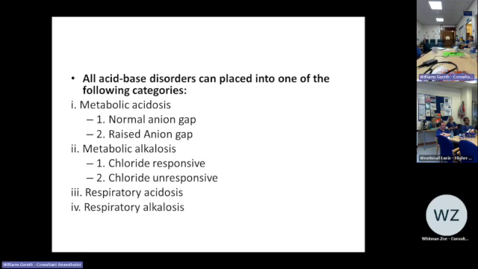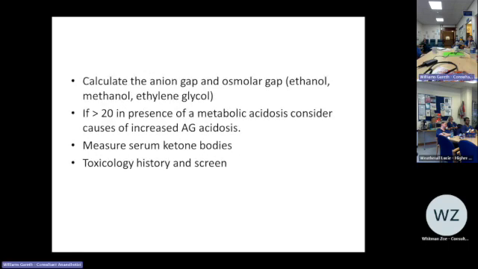I regret this bit, but all the acid-base disorders can be put into these categories. So divide metabolic into normal anion gap and raised anion gap. The rare metabolic alkaloses that we see, people talk about them in chloride responsive or unresponsive. We'll come back to that in a second. And the respiratory acidosis or alkalosis. Those are really all the things you can think about.